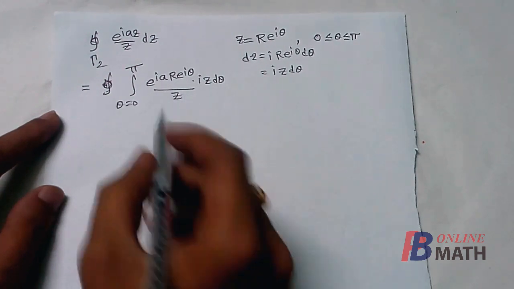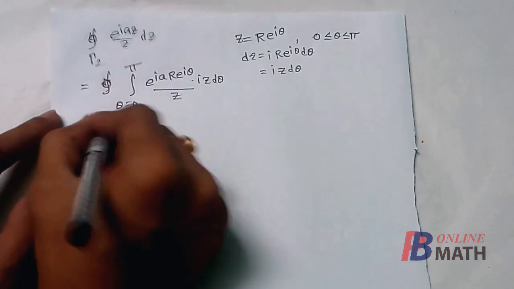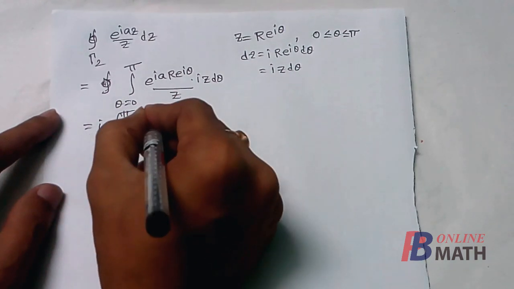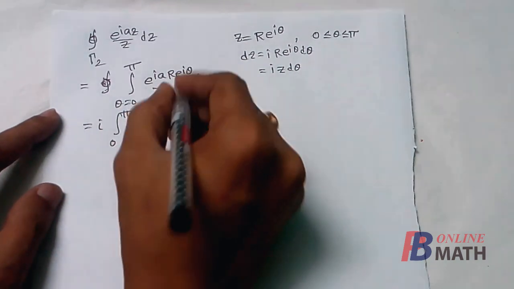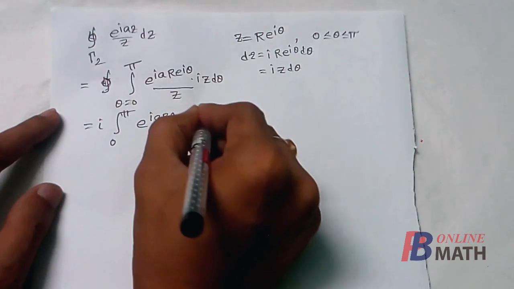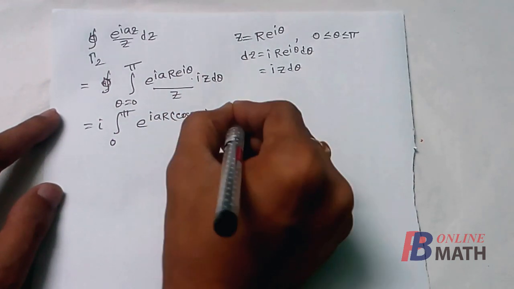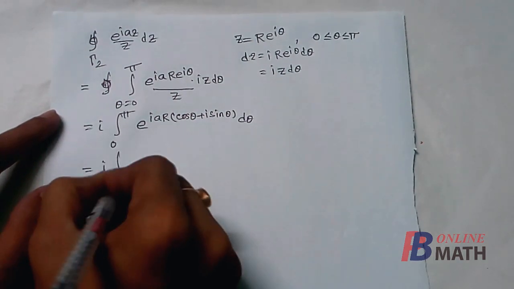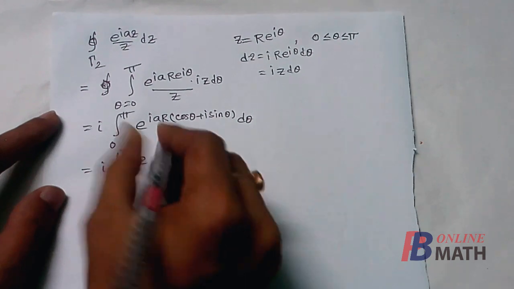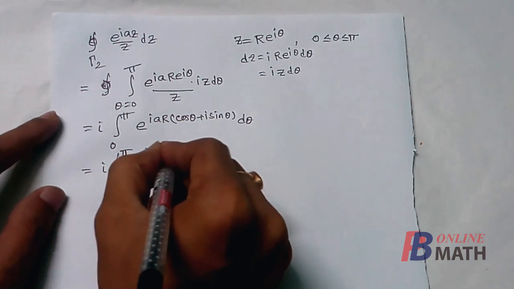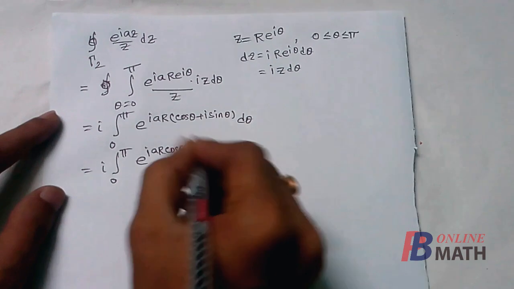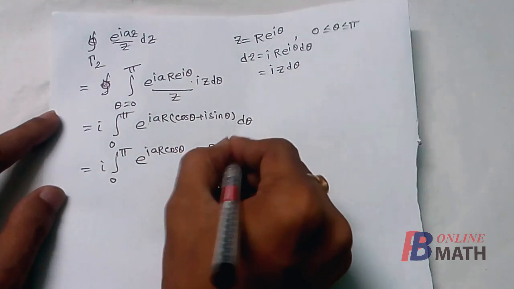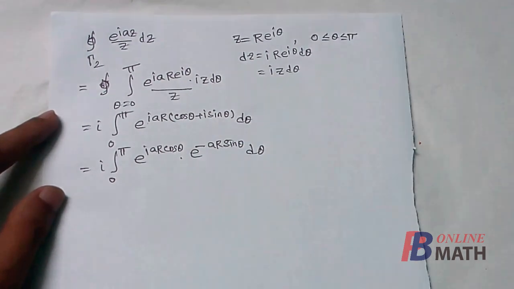Now cancelling z and taking i common, we find i times the integral from 0 to pi of e to the power i a R e to the power i theta. Now e to the power i theta is cos theta plus i sin theta, d theta, which can be written as i into the integral from 0 to pi of e to the power i a R cos theta into e to the power, now i squared is minus 1, so minus a R sin theta, d theta.